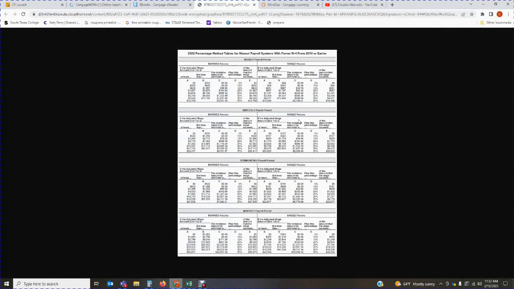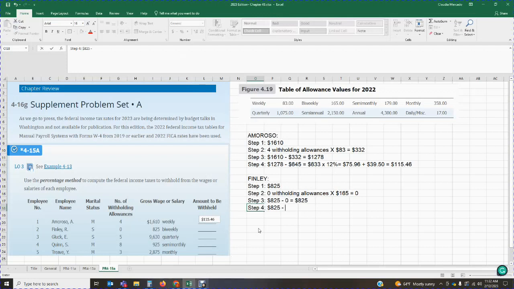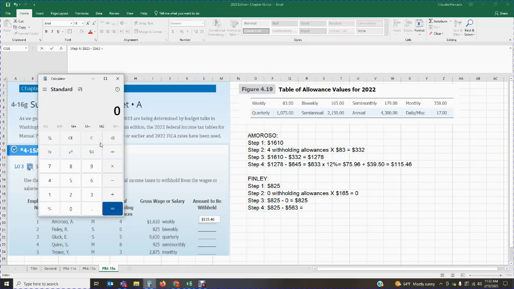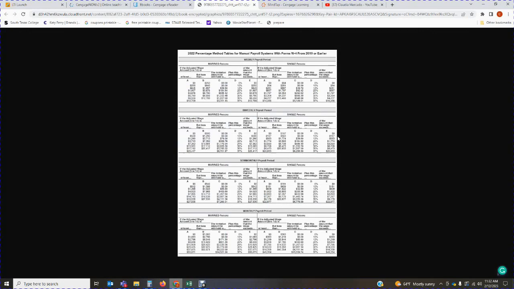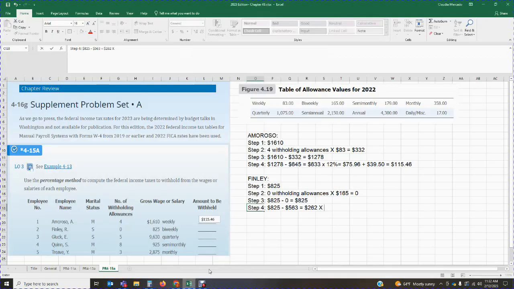Okay, so bi-weekly, single persons, 825 is that third tier. We're going to deduct that $563 from that third tier. And that gives me 825 minus 563, 262. Once I have that, I'm going to multiply it by my rate. The rate on that tier is 12%, so I'm going to multiply 262 times 12%.